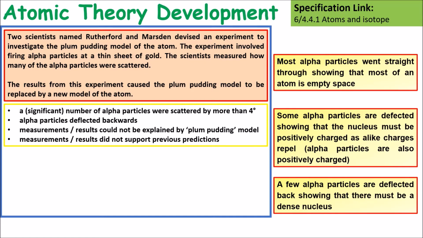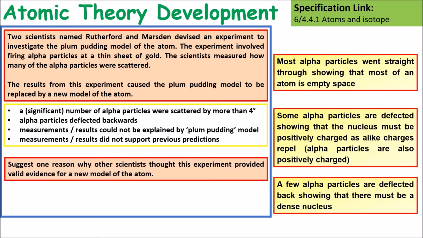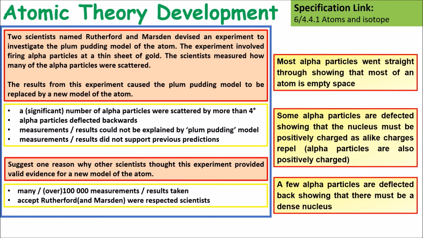Some of the alpha particles were deflected backwards. The measurements they took could not explain the plum pudding model, so the model had to be changed. One reason why other scientists thought the experiment provided a valid result and a valid suggestion for the new model of an atom is because they took over 100,000 measurements. Rutherford and Marsden were also respected scientists.